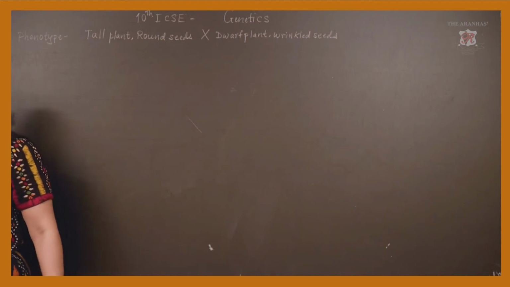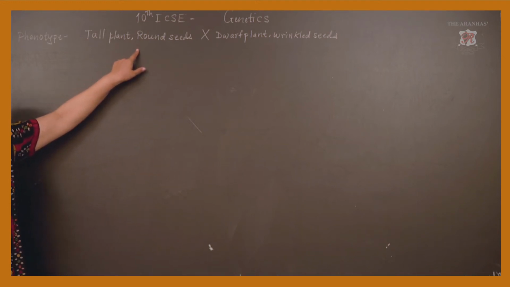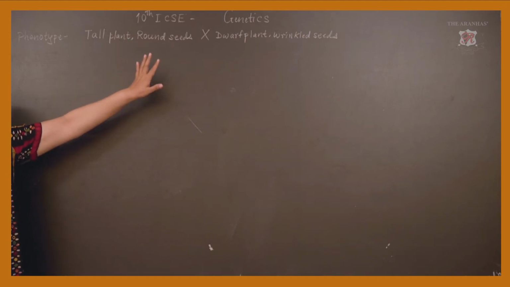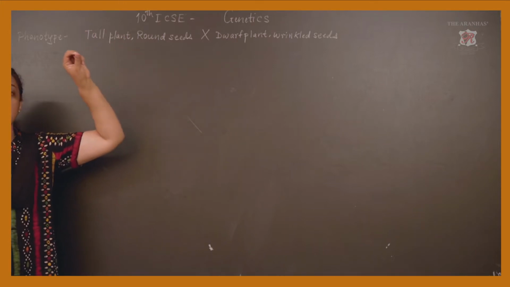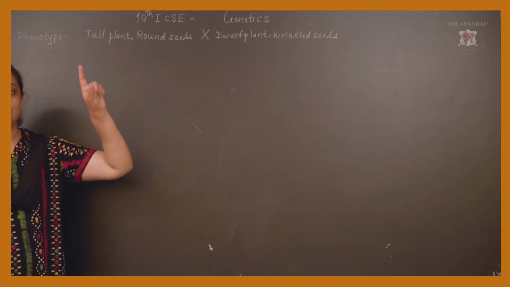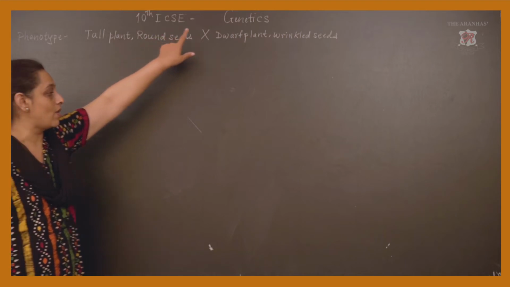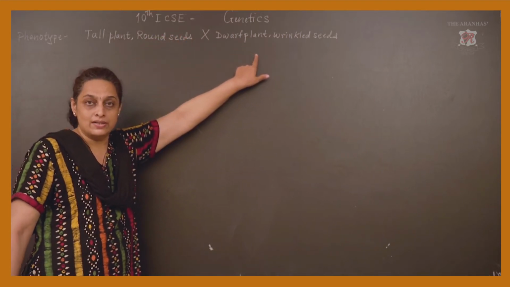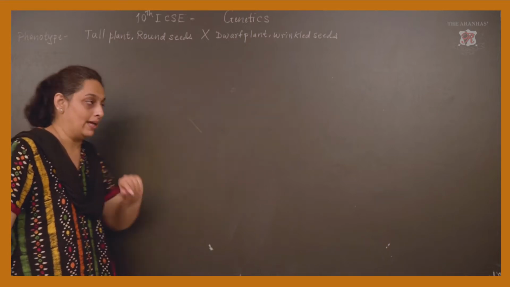Finished, students? Understood? What we have done in the first step, we have written phenotype of the parents, that is, how do two parents externally appear. External appearance is phenotype. So tall plant with round seeds crossed with dwarf plant with wrinkled seeds. Now we have to write genotype.